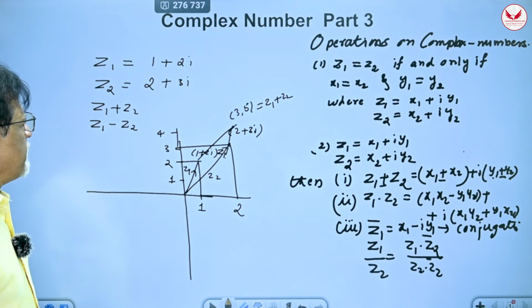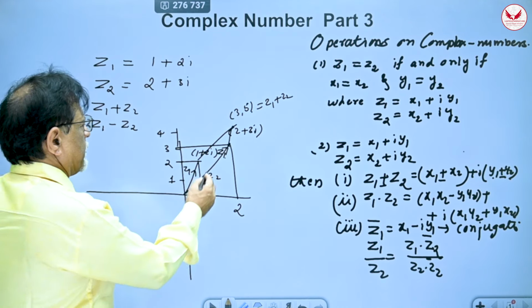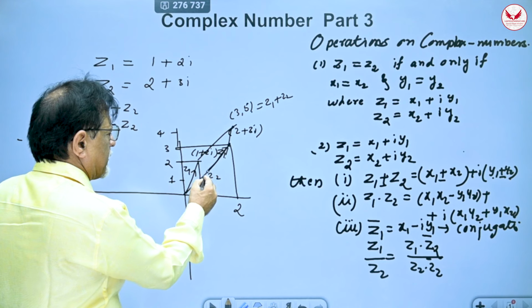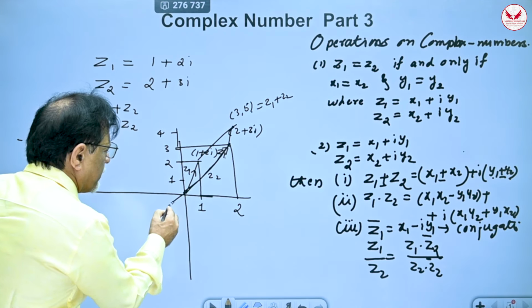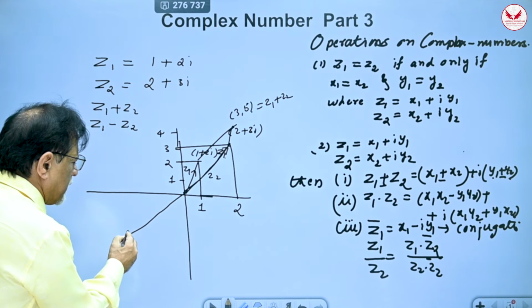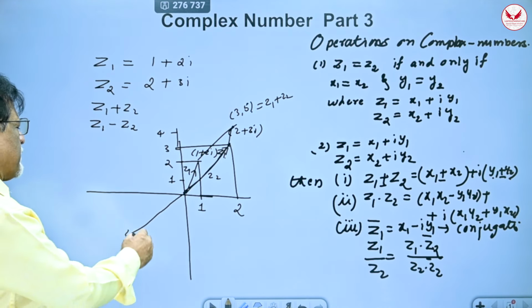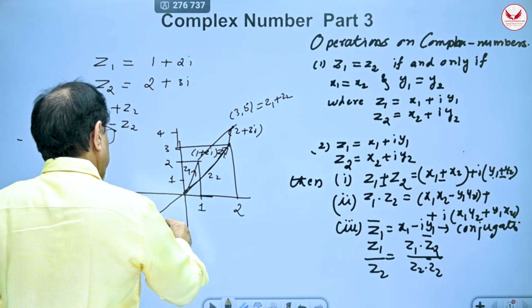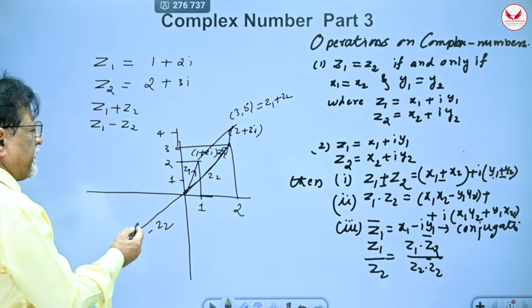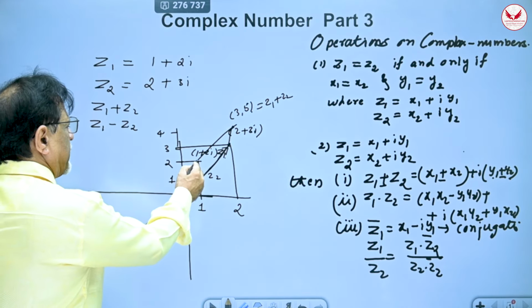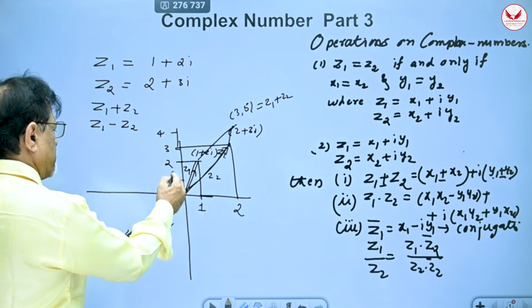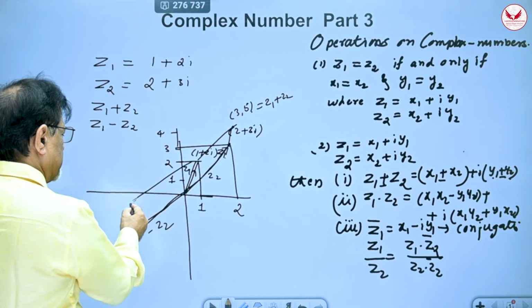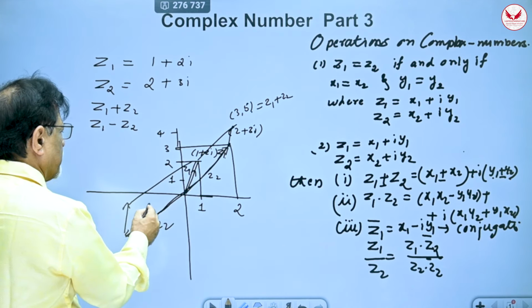Now I want to represent z1 minus z2. So here this is z2. This vector is z2. So in the opposite direction there will be minus z2, equal in magnitude and opposite in direction. This vector will be minus z2. Now I want to find out z1 minus z2. z1 ends here, right? And this is z2, correct? So this is the parallelogram that I am looking for.